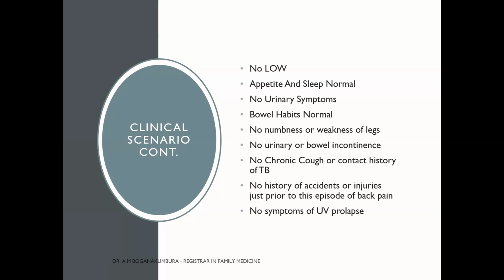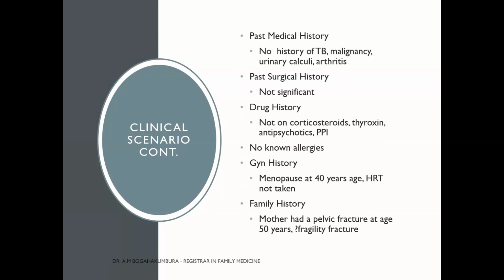She had no history of accidents or injuries just prior to this episode of back pain. She had no symptoms of uterovaginal prolapse. She has had no history of TB, any malignancies, urinary calculi or arthritis. Past surgical history was not significant; she has not undergone any surgeries. She was not on any drugs like corticosteroids, thyroxine, antipsychotics, or proton pump inhibitors.